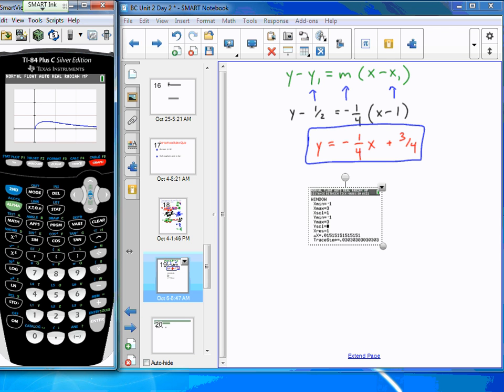So what do we want to do? We want to enter our algebraically generated tangent line equation and see if it touches the curve at x equals 1. That would be our old school way of doing this. So I'm going to go ahead and enter in a different y equals menu: y equals negative 1/4 x plus 3/4. And we'll check it.